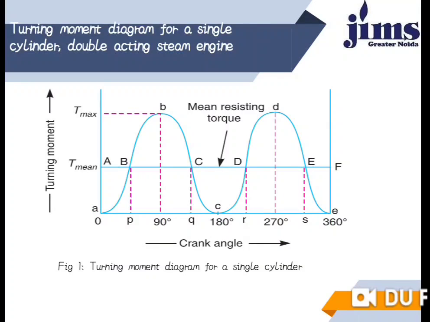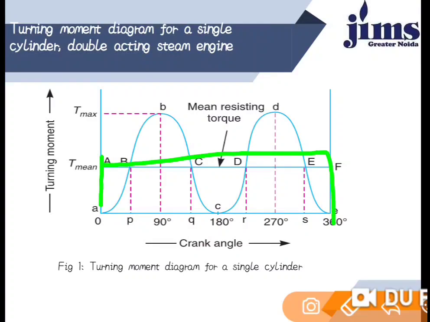Okay, now when we are going to calculate work done, we study this diagram. We take the mean resisting torque, and the area under the rectangle. Which rectangle? Rectangle OAFE. That is our required work.